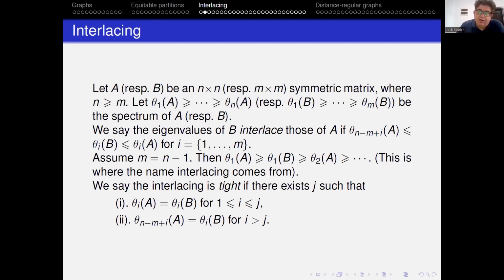This will be important to show that, with this kind of tightness, certain partitions are equitable.